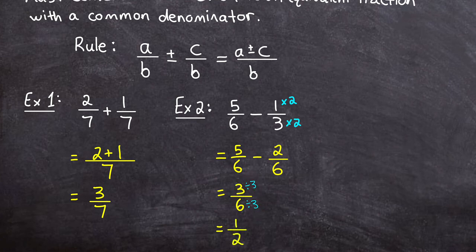And let's try one more example where we have a whole number. In this example, we have 2 plus a quarter. When we have a whole number, such as 2, it would be useful to think of that as being a 2 over 1.